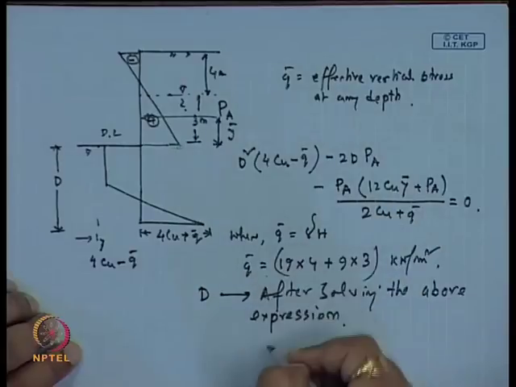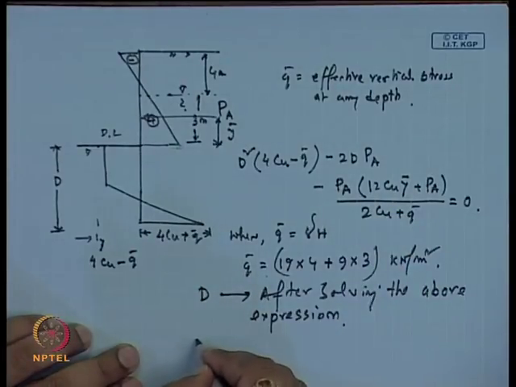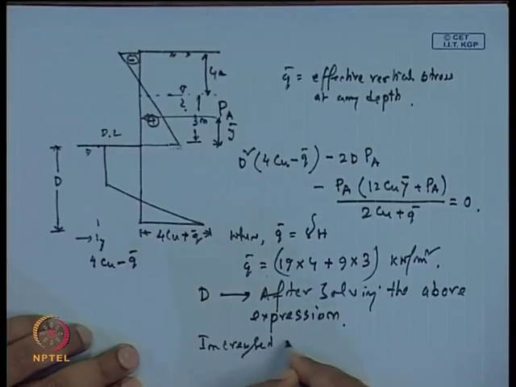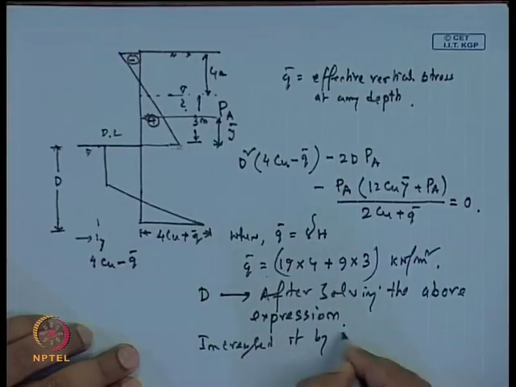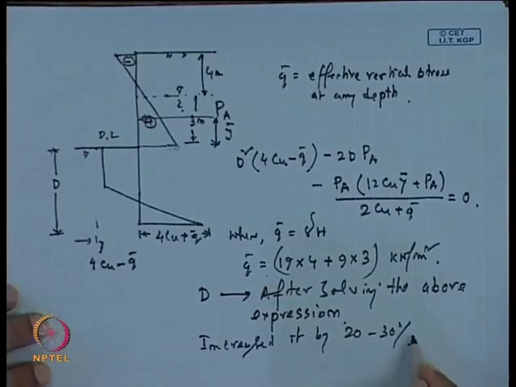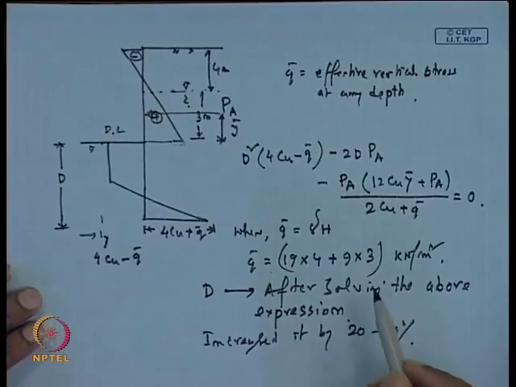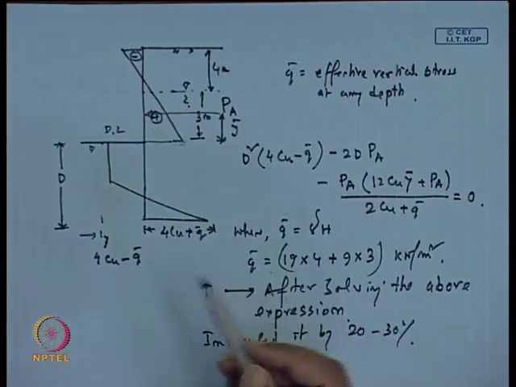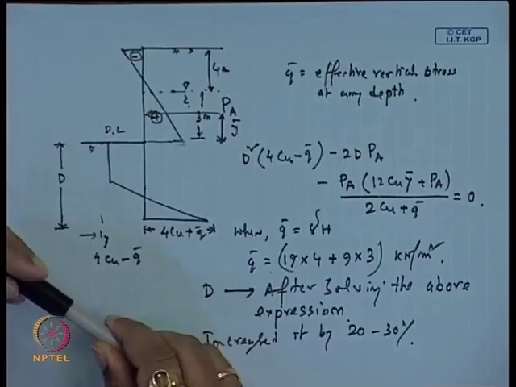Once you get d from the above expression, you will increase it by 20 to 30% because of the factor of safety. In this way we can design this cantilever sheet pile in cohesive soil also. In the next class I will discuss the design of anchored sheet pile. Thank you.